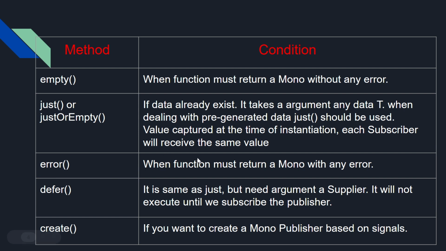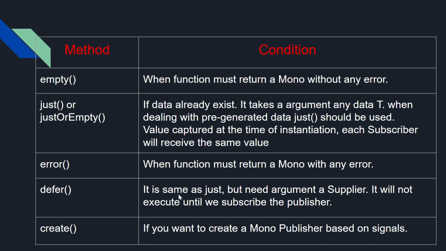The third one, error. This error method we can use when we want to return a Mono with an error. It is the same as empty, but in empty we are returning without any error. If you want to send a Mono publisher with an error, in that case we can use the error method, Mono.error.